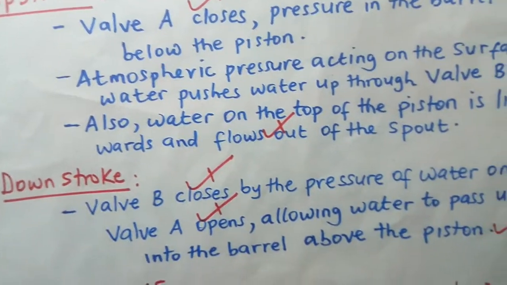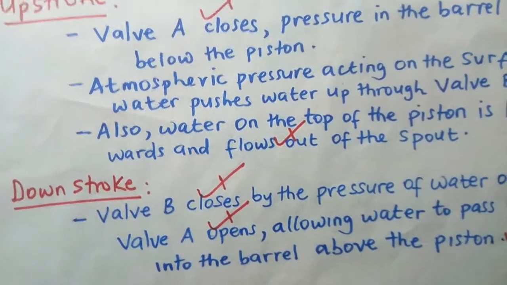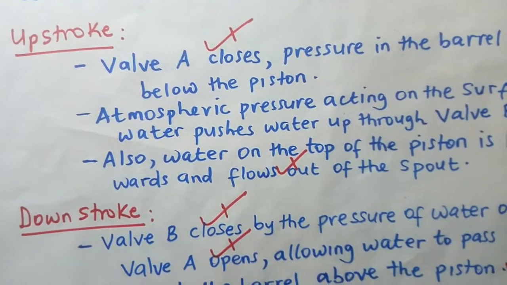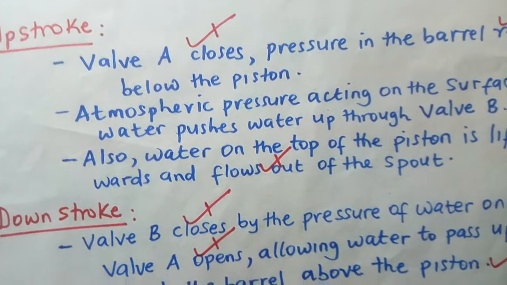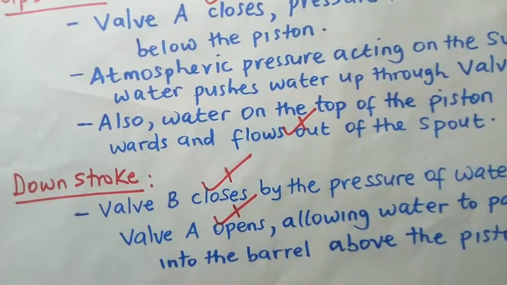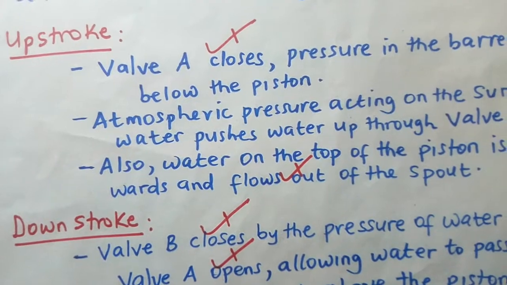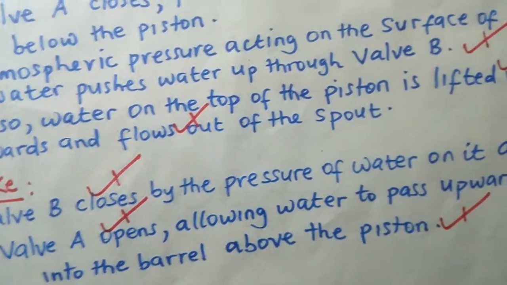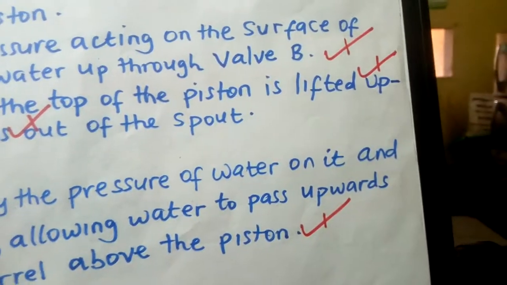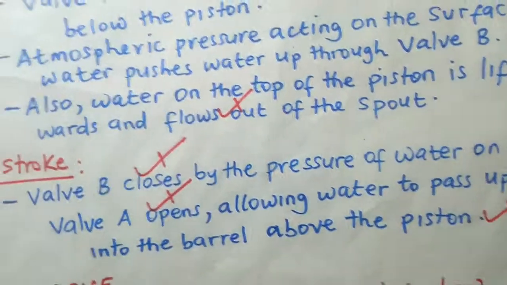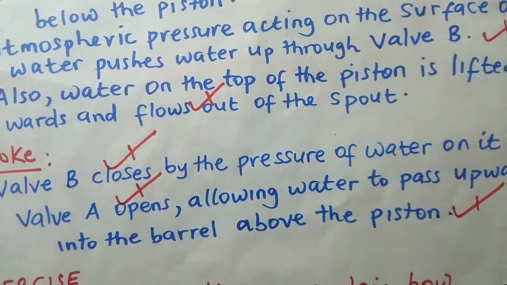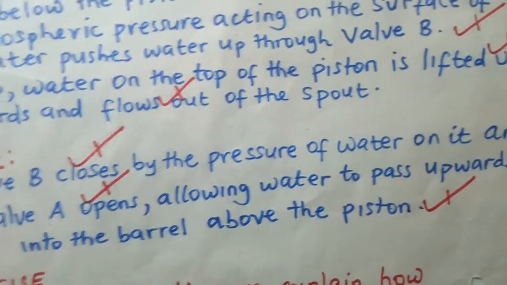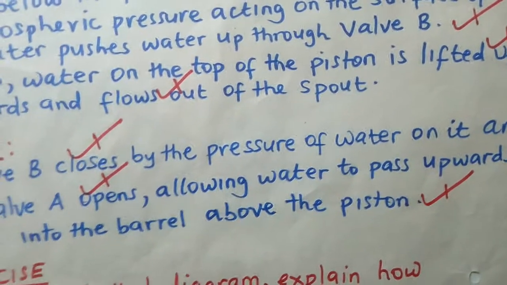What about the downstroke? Now in the downstroke, the valve which was open will now be closed. Remember, in the upper stroke, valve A was closed, so it now opens. Okay, that is valve A. Then B, which was open, closes. So during the downstroke, valve B closes by the pressure of the water on it, and valve A opens. And once valve A opens, it allows water to pass upwards into the barrel above the pump.